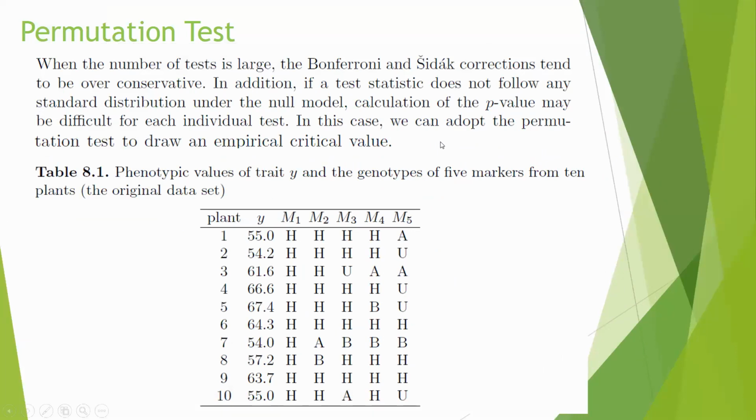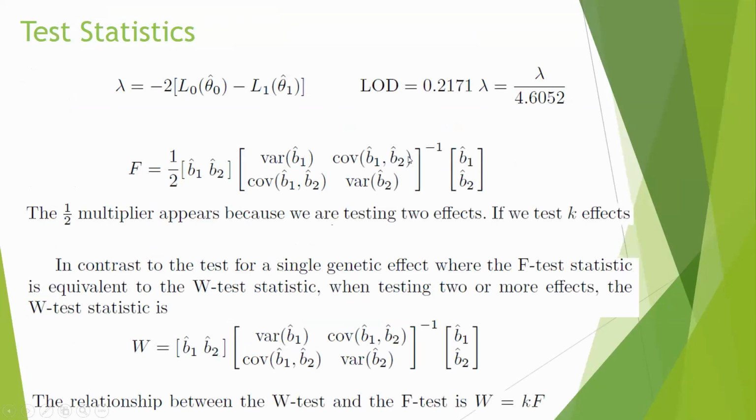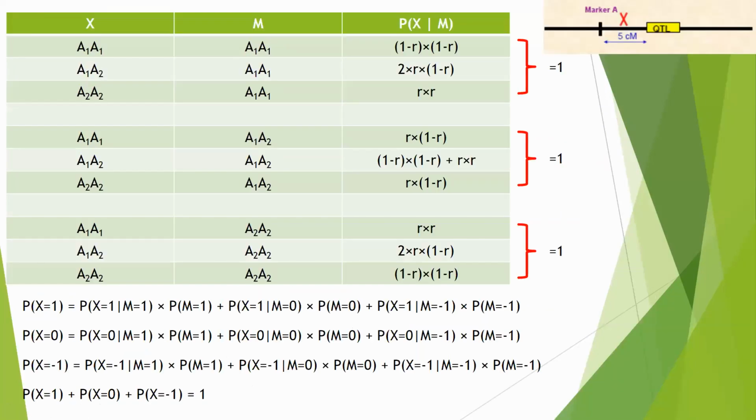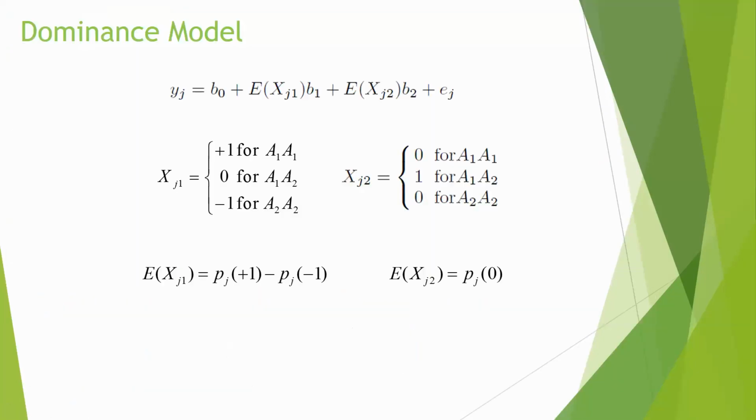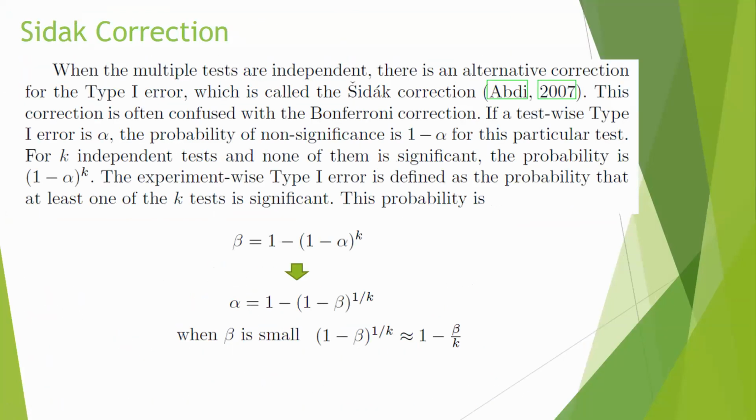Before I talk about this method, the permutation test for controlling the family-wise type 1 error, any questions for the previous two methods or the previous models for scanning the genome? Any questions? Okay.